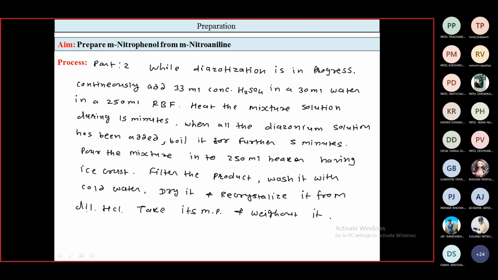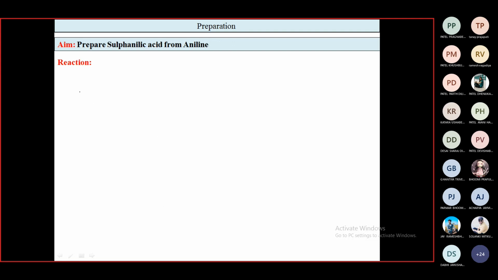So you are getting practical. The procedure is very simple. After diazotization, stepwise you add the diazonium solution into a beaker containing concentrated H2SO4. When the diazonium solution has been added, boil it for a further 5 minutes and pour the mixture into cold water, so you get the product. The reaction is very simple.